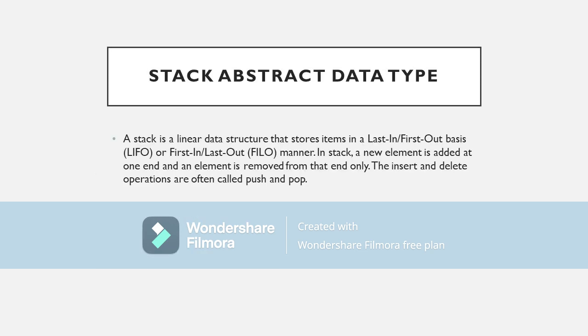Stack abstract data type. A stack is a linear data structure that stores items in a last in first out basis, or LIFO, or first in last out manner. In a stack, a new element is added at one end and an element is removed from that end only. The insert and delete operations are often called push and pop.